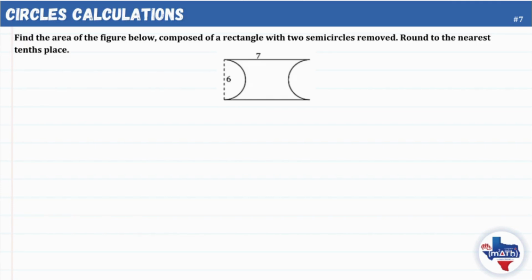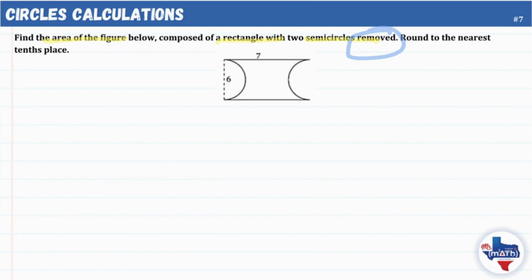Today's question says, find the area of the figure below. So we want to find the area, that's key, composed of a rectangle with two semicircles removed. All right, well, that's key there, removed. Round to the nearest tenths place. Okay, so our answer will not be exact. It will be rounded. Cool, let's go back to the beginning.